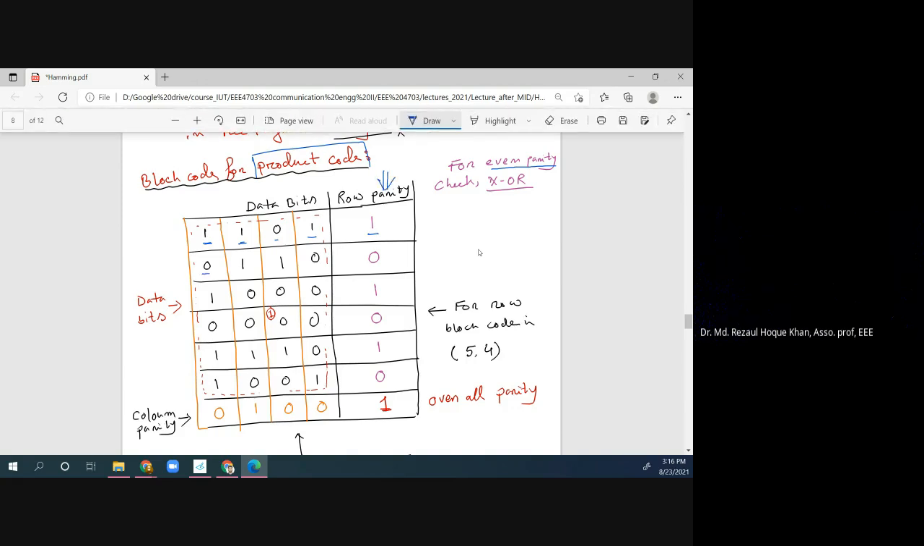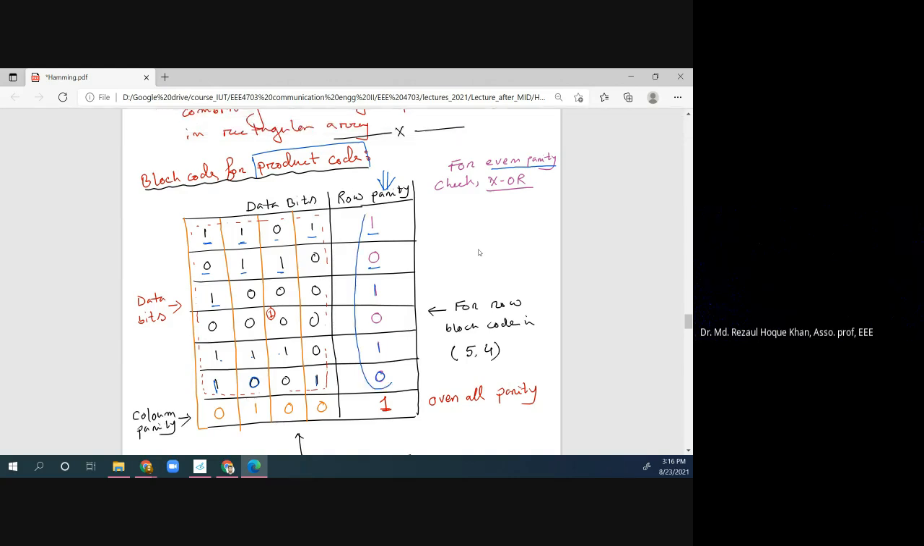So 0 1 1. 1 1 is already even, so I add 0 to keep it even. So 1, I add an extra 1 to make it even. So 0 0 0 0, I make it 0. 1 1 1 3, so I make it a 4, even. 1 0 1, it's already even, I add a 0. Now this is my row parity.